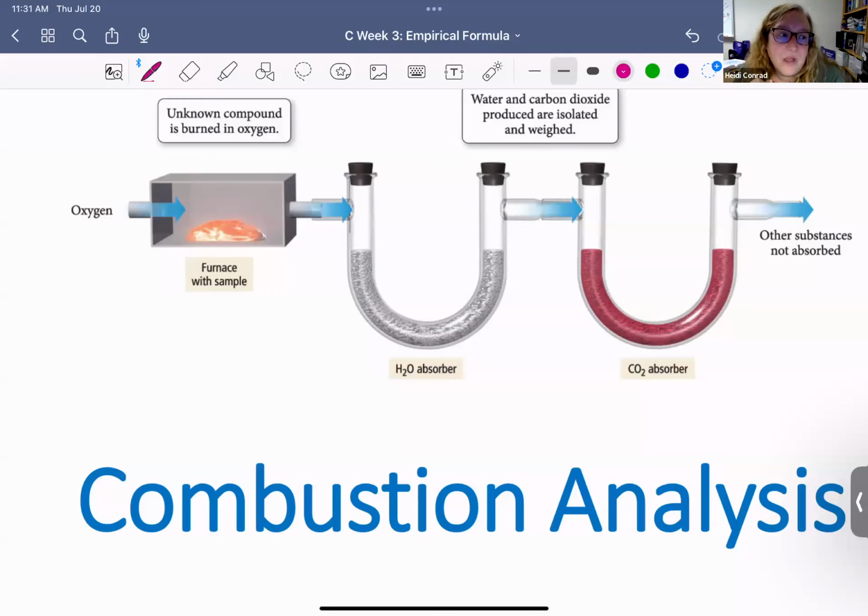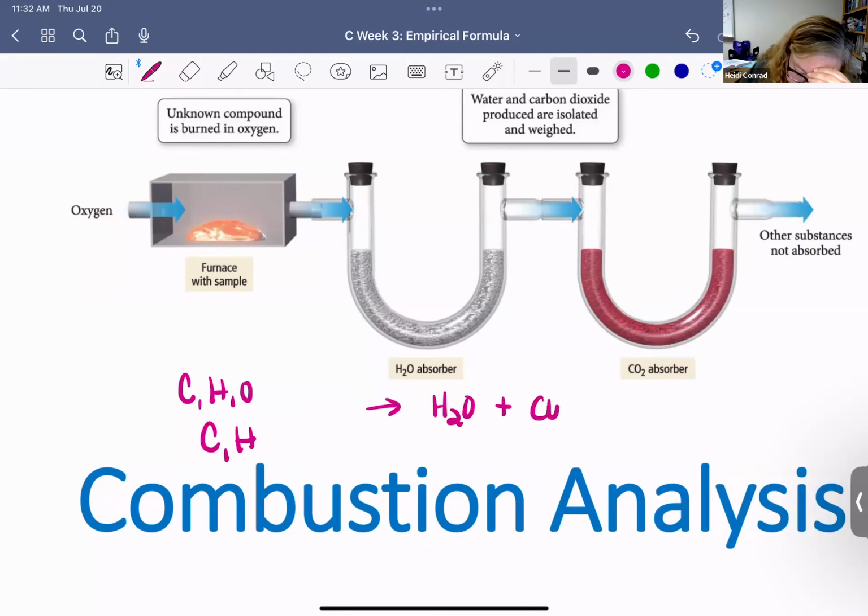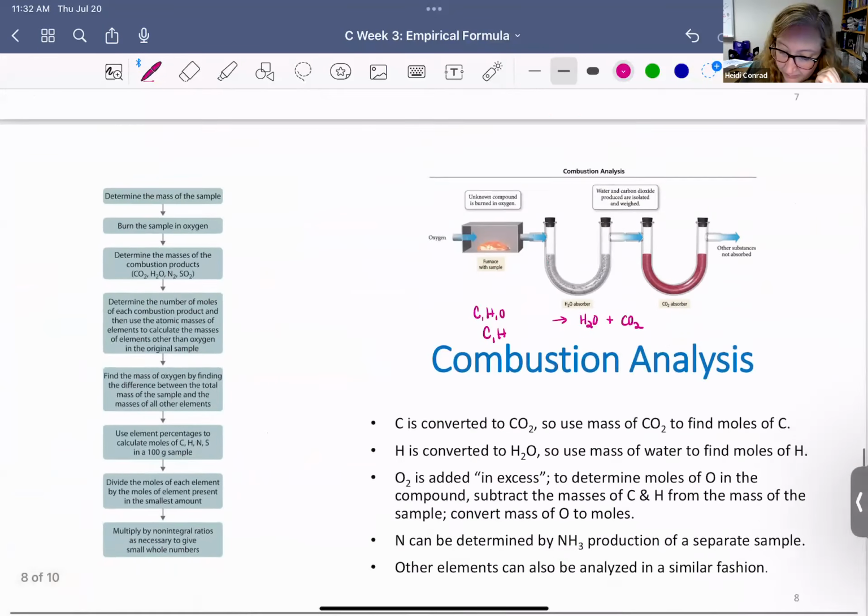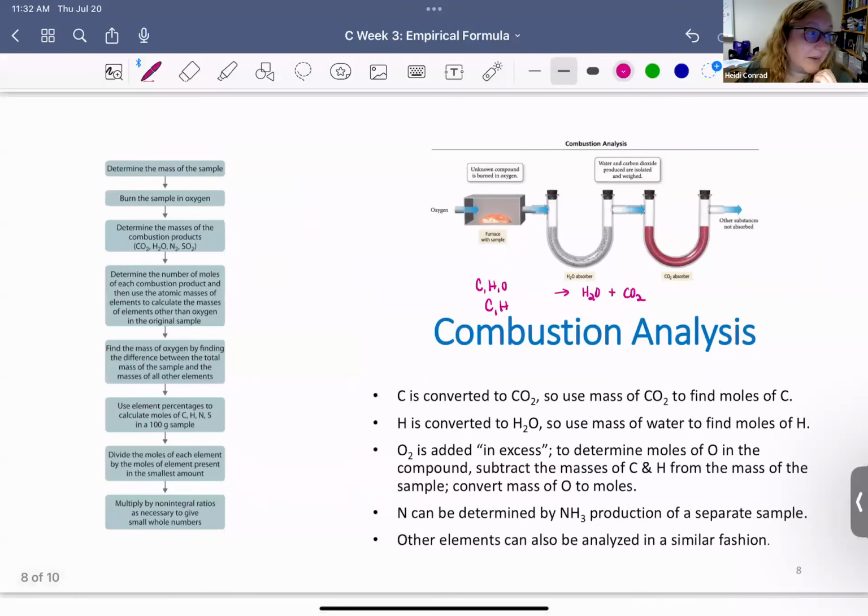If I burn a sample that contains carbon, hydrogen, and oxygen, or just carbon and hydrogen, it always produces water and CO2. Those are always the products. That's considered complete combustion. We can measure how much water comes off of the system, and how much CO2 comes off the system. Why is that important? Because that can help us determine the empirical formula of the compound.